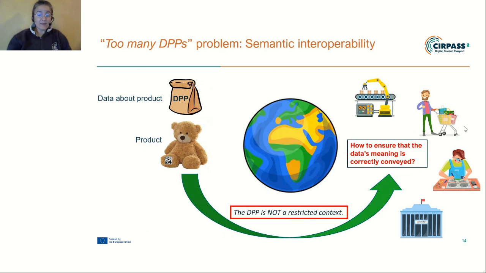As I said, the DPP is going to travel with products all over the world. And I have no idea who is going to use this data, whether it's going to be a public administration, customs, a repair shop, a consumer, or some factory someplace, right? So the meaning of the data has to be correctly conveyed.